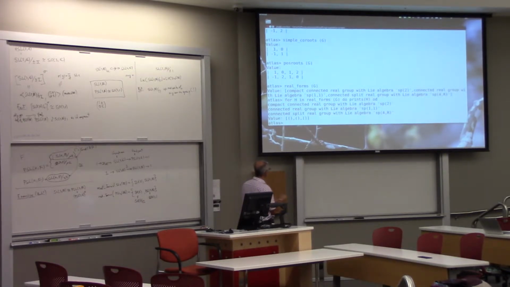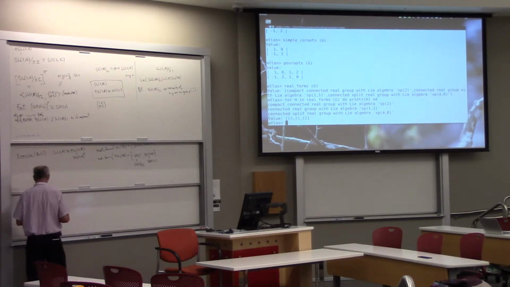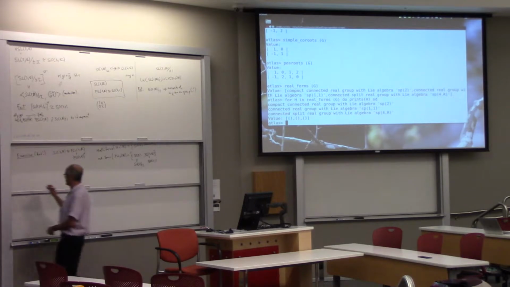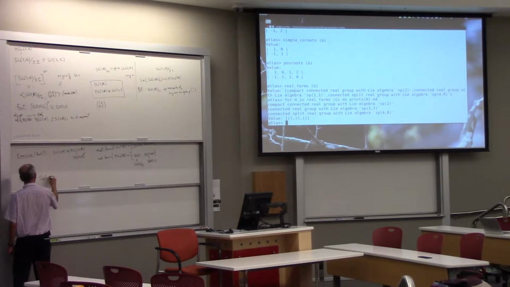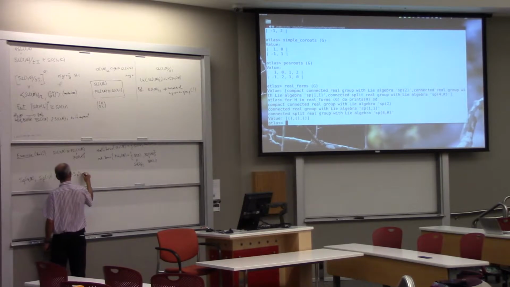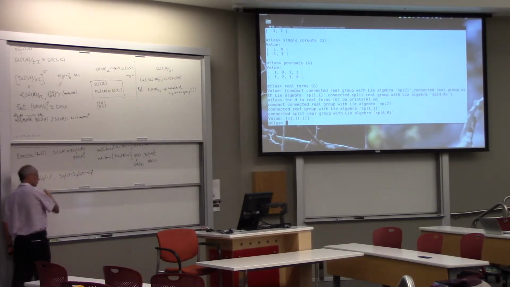There's the compact connected real group with Lie algebra SP2. There's a connected real group with Lie algebra SP(1,1) and SP4R. So the answer in this case is SP4R, SP(1,1), and SP2, which is also known as SP(2,0), which is compact. So besides the split group and the compact group, there's one other group in between.